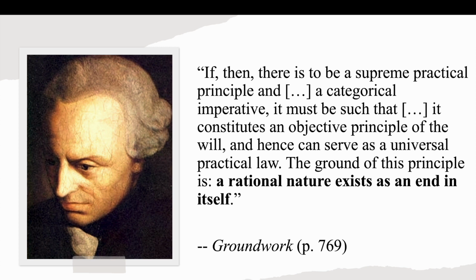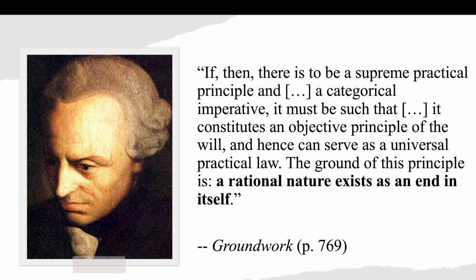He says, if then there is to be a supreme practical principle and a categorical imperative, it must be such that it constitutes an objective principle of the will and hence can serve as a universal practical law. The ground of this principle is: a rational nature exists as an end in itself. So what he's saying here is that what we're really looking for in the categorical imperative is something to ground it that doesn't vary from one person to the next.